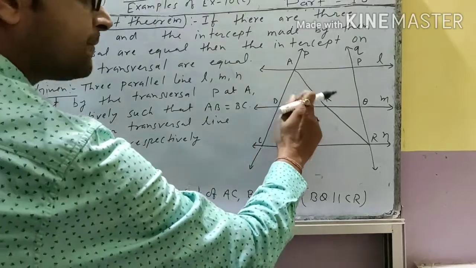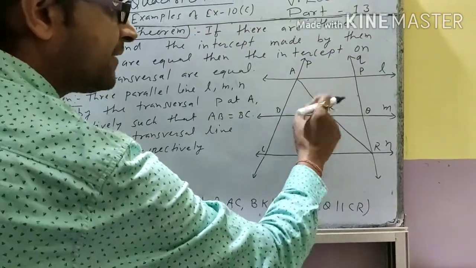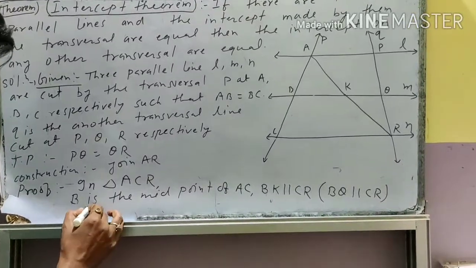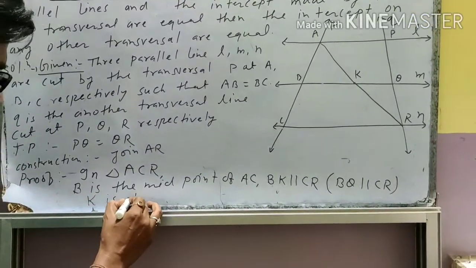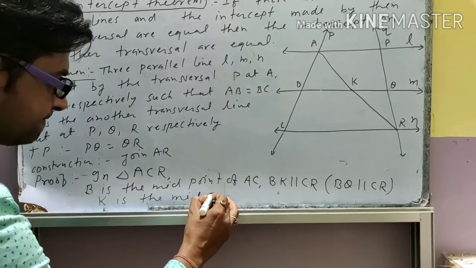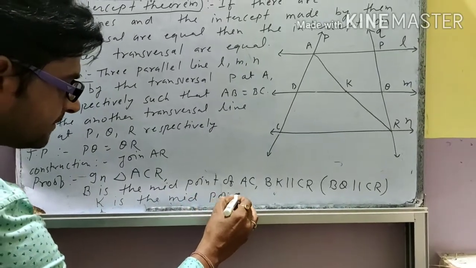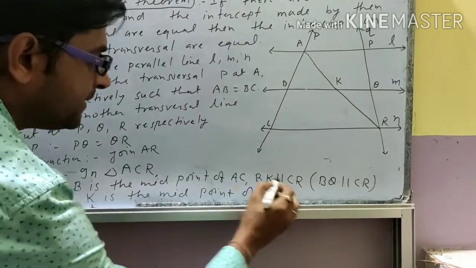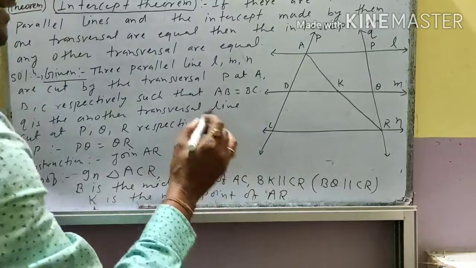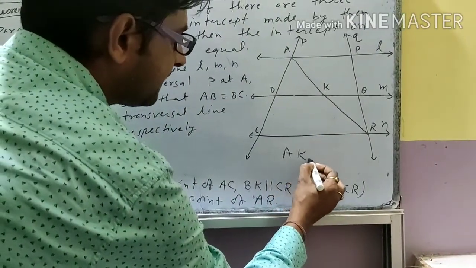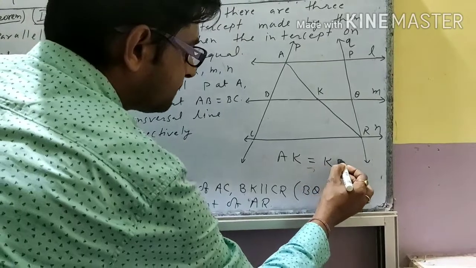So by the converse of the midpoint theorem, we can write here K is the midpoint of AR. K is the midpoint of AR, that means AK is equal to KR.